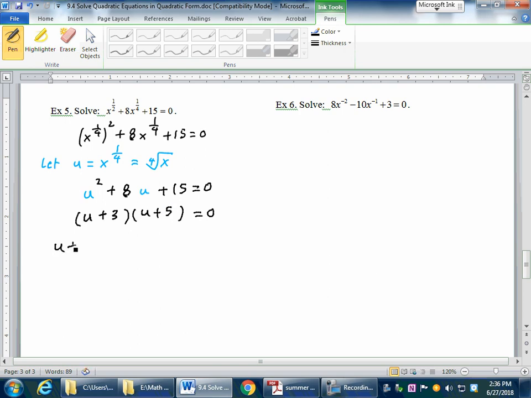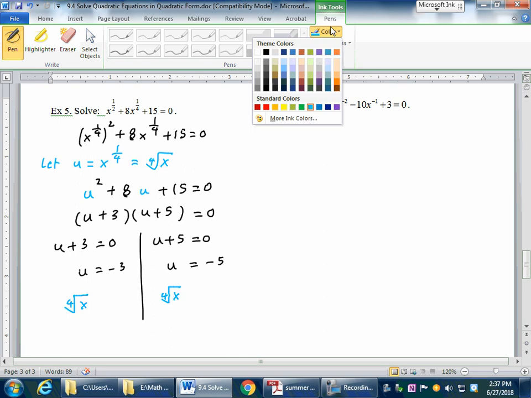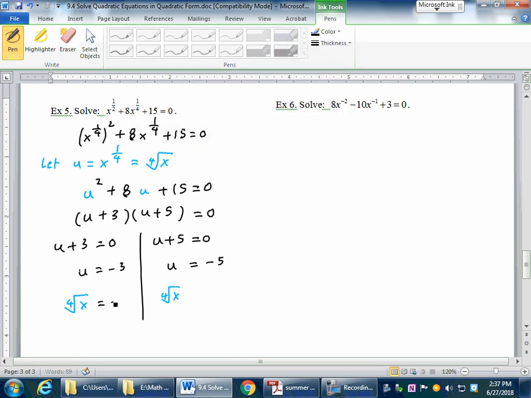So this will become u plus 3 equal to 0, u plus 5 equal to 0, by using the zero factor property. Solving for u, u will be equal to negative 3 and u will be equal to negative 5. And we now substitute back our radical: u is the 4th root of x, right? u is the 4th root of x. That is equal to negative 3 and equal to negative 5.